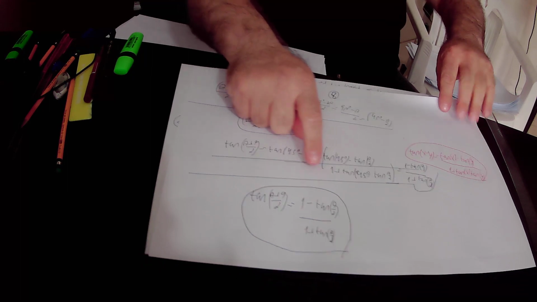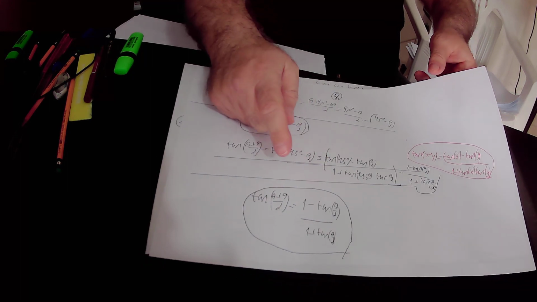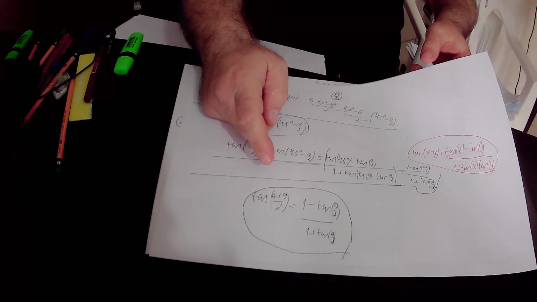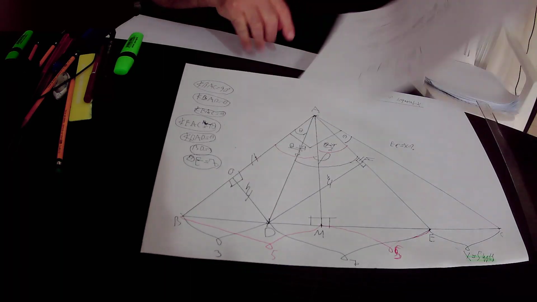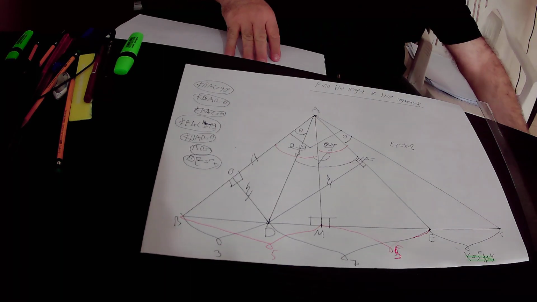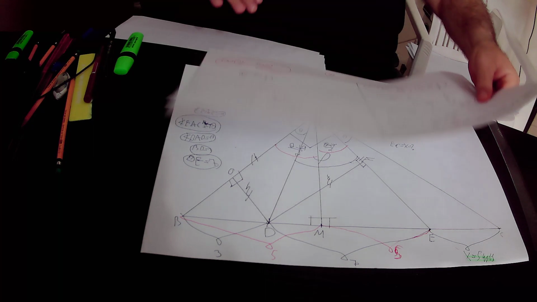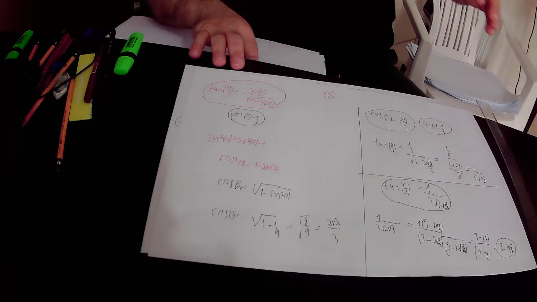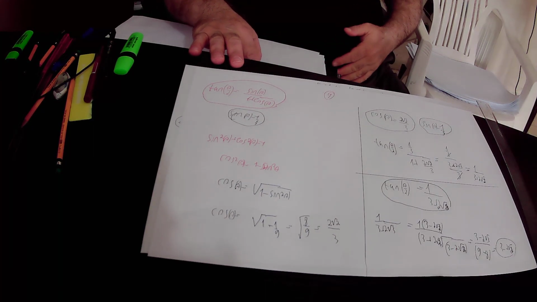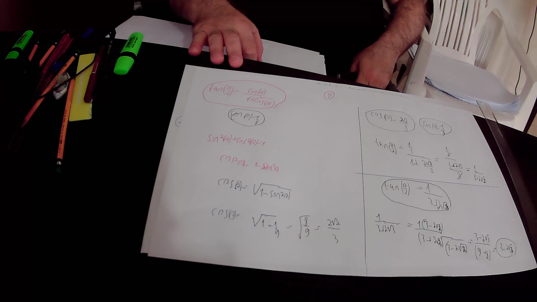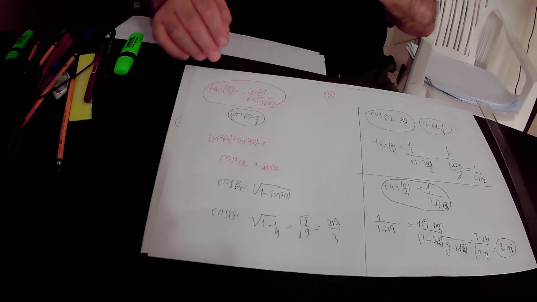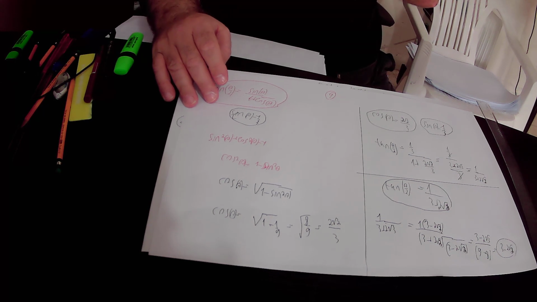Now we have to find out the value of tangent theta over 2, and then we will find out the value of tangent of theta plus alpha over 2. For tangent theta over 2 we have a trigonometric identity. The identity states that tangent theta over 2 equals sine theta over 1 plus cosine theta. And we have already found out that sine theta equals 1 over 3.